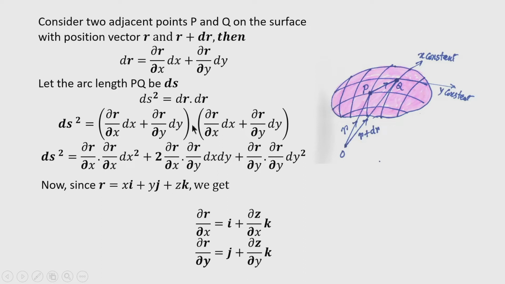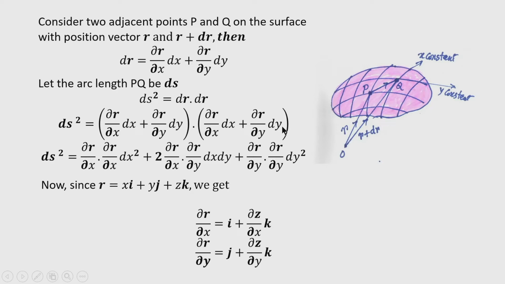Okay. So, the dot product is done here, and now if I expand this product, that means carry out term by term multiplication, then I will get del r by del x dot del r by del x, and dx squared, these are scalar quantities. Plus here you will get del r by del y dot del r by del y, dy squared. But when you make a dot product of del r by del x with del r by del y, you get the term with dx dy.